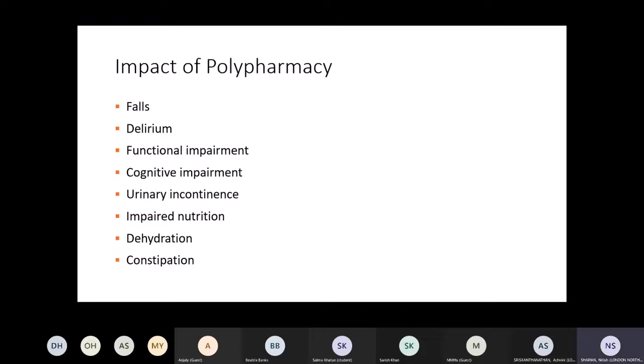Okay, so what would be the impact of polypharmacy? The ones we talked about, falls and delirium, most important ones. Functional impairment, cognitive impairment, urinary incontinence. A lot of medications would have an effect on the autonomic nervous system and cause urinary incontinence. Impaired nutrition. It's very common to see people taking a lot of medication complaining of loss of appetite. Dehydration and constipation, another very important thing: more medications predispose the patient to constipation, which predisposes to delirium, which predisposes to falls. So it's all interrelated.